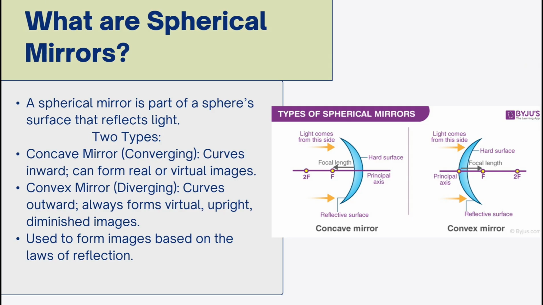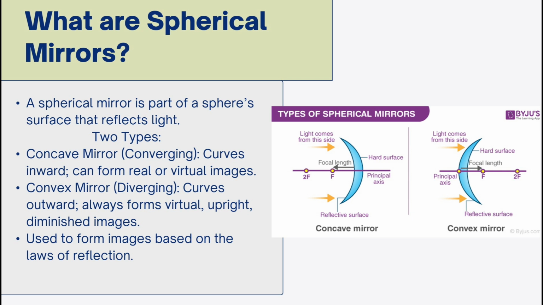Okay, so what are spherical mirrors? So a spherical mirror is part of a sphere surface that reflects light. Now, spherical mirrors have two types. First, the concave mirror or converging. So when we say concave mirror, let's just remember the word converging. So it curves inward and can form real or virtual images.